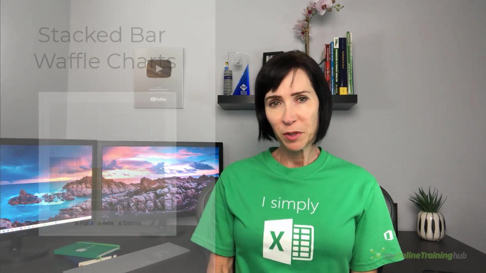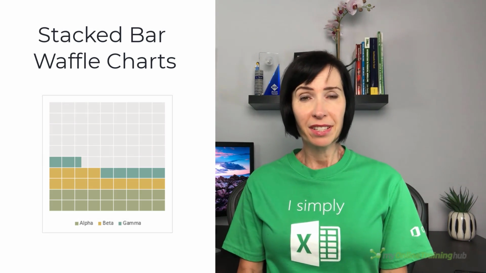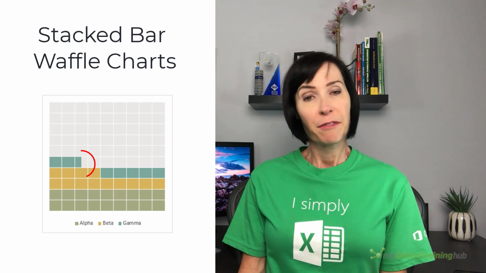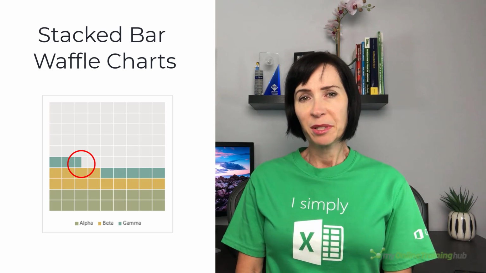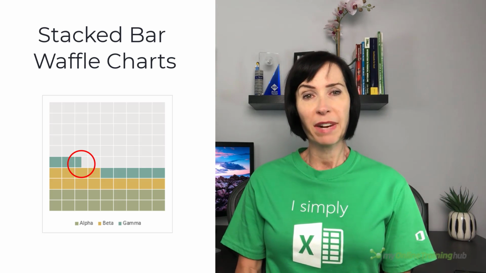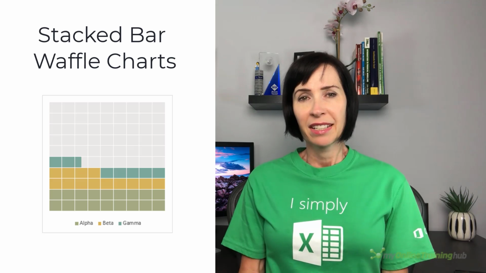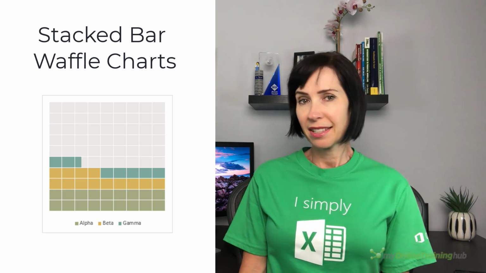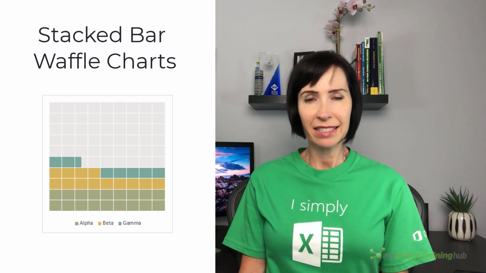Last week, we looked at how to build Excel waffle charts using conditional formatting. And this week, I'm going to show you how to build them using a stacked bar chart. Stacked bar waffle charts enable you to show precise proportions, for example, fractions of a segment, as opposed to conditional formatting segments, which are rounded to a whole percentage point. Now, you might also find this approach easier than using the conditional formatting technique.